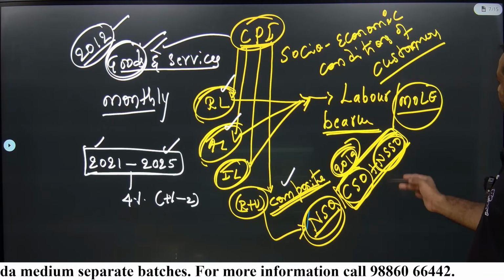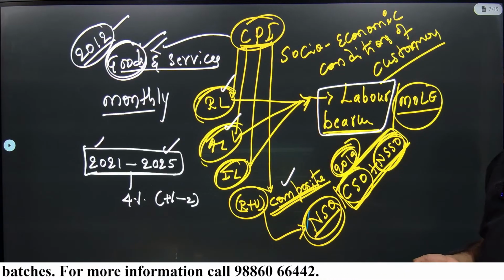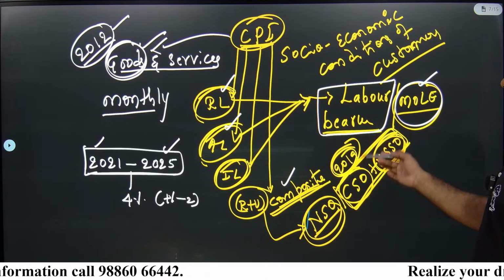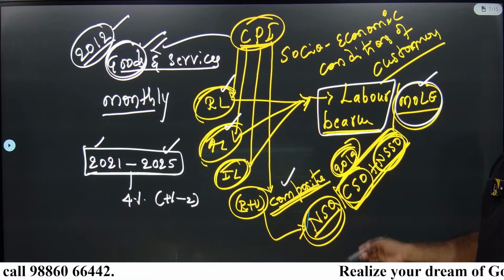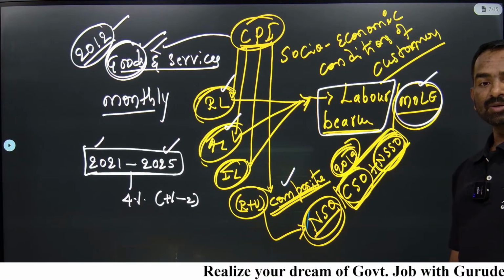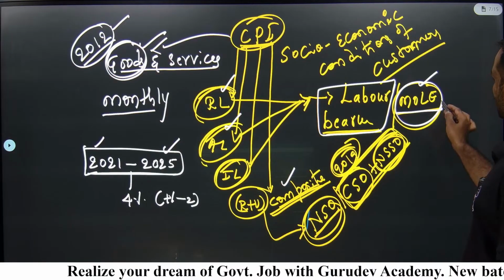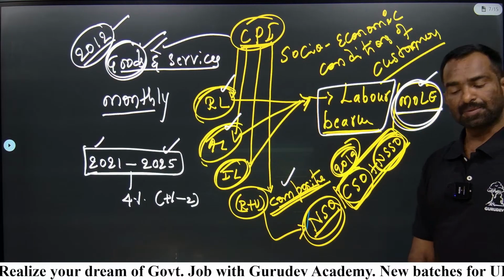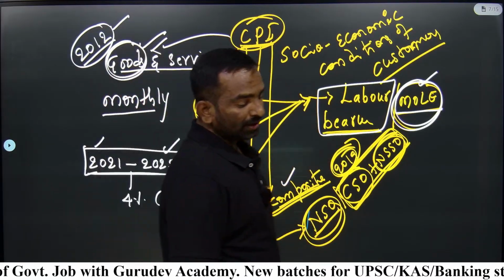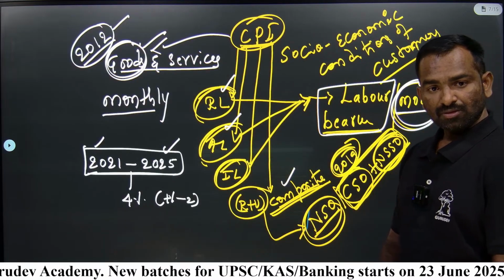And this time they asked about the Labour Bureau. There may be a chance for further questions. Next time they may ask about the ministry. The Labour Bureau, which is responsible for publishing industrial workers' inflation in India in CPI, comes under which one of the following ministries? The ministry is the Ministry of Labour and Employment. So this is the question and the solution.